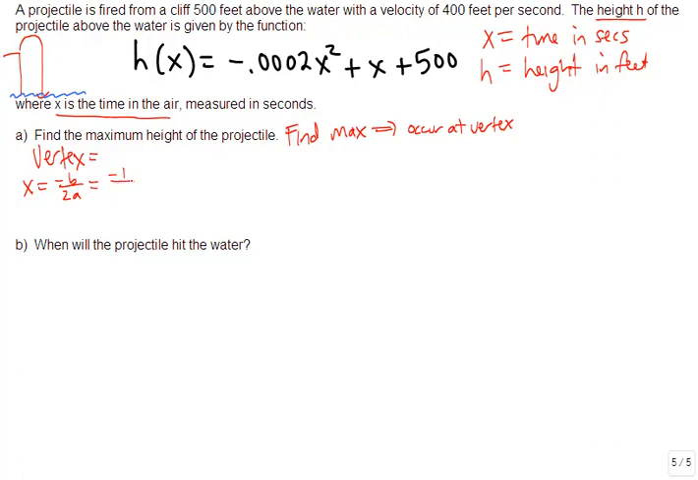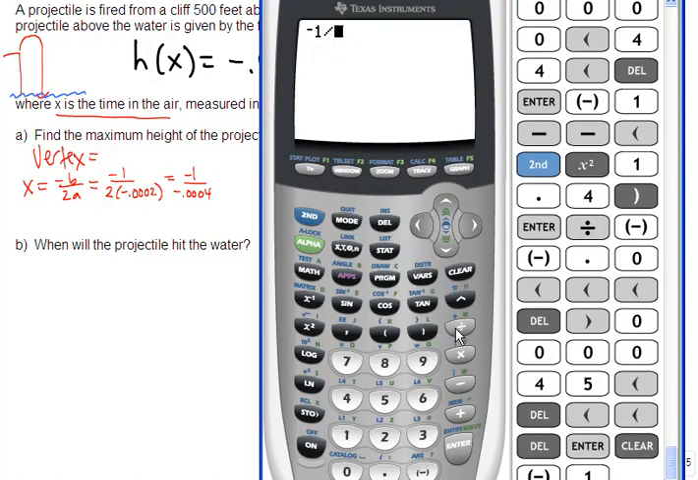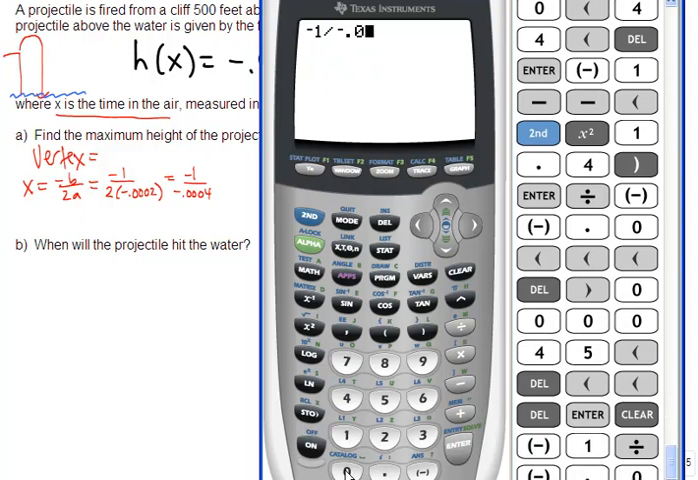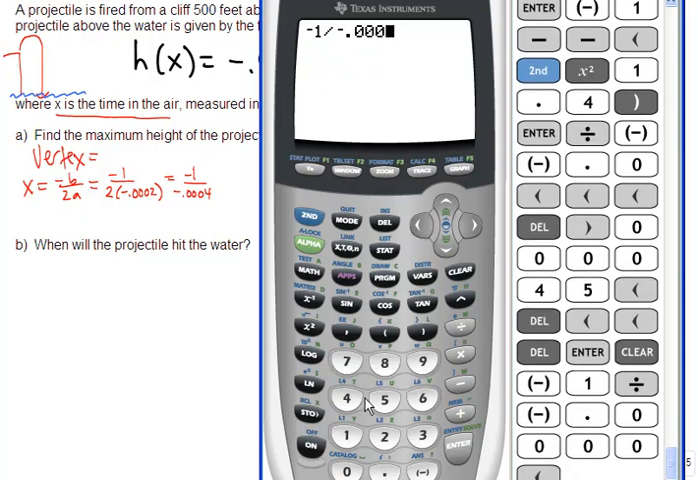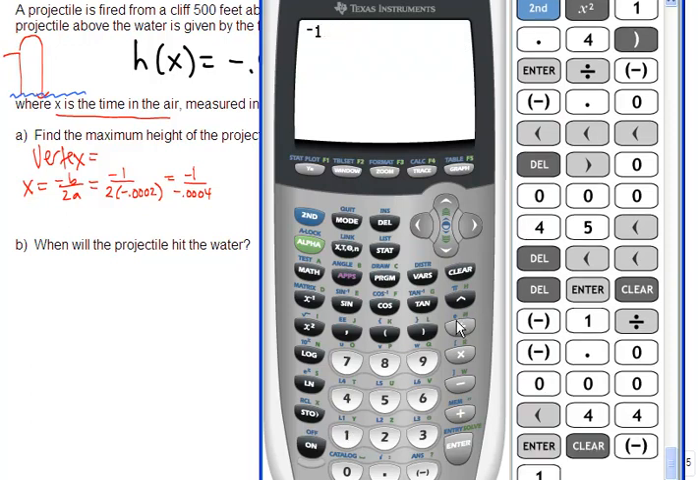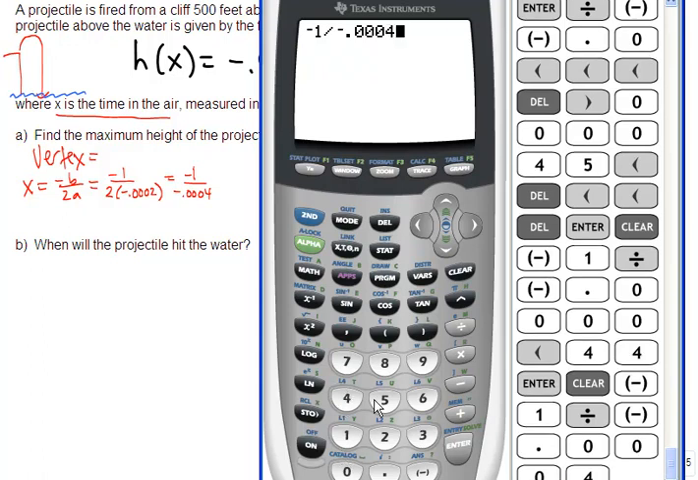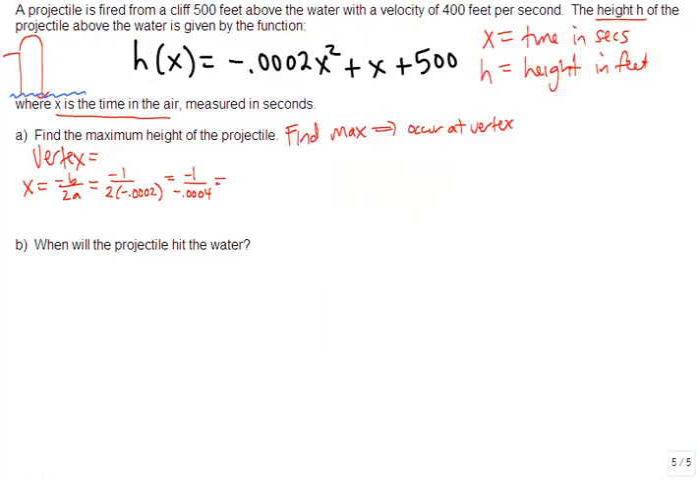The b here is 1, and the a is negative 0.0002. So this is going to be negative 1 over negative 0.0004. Let's try it again. Negative 1 divided by negative 0.0004. So we get 2,500.